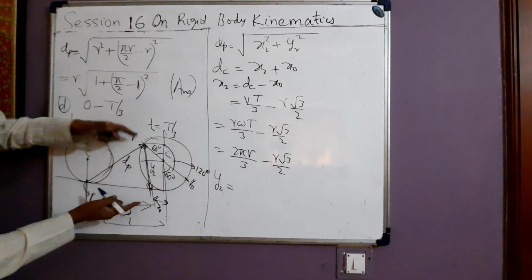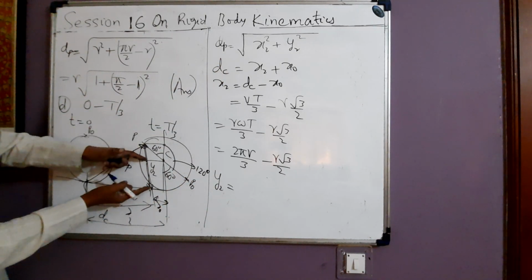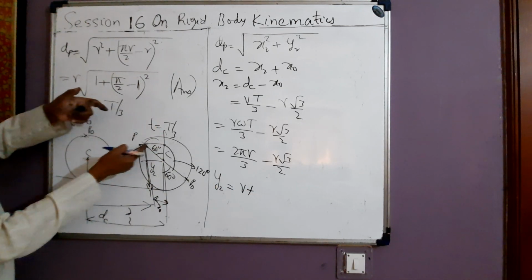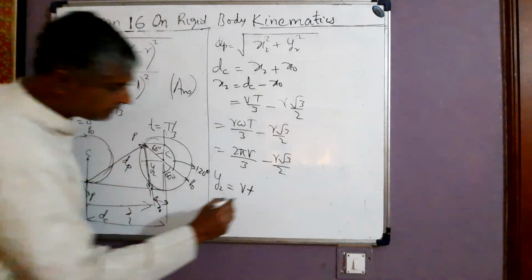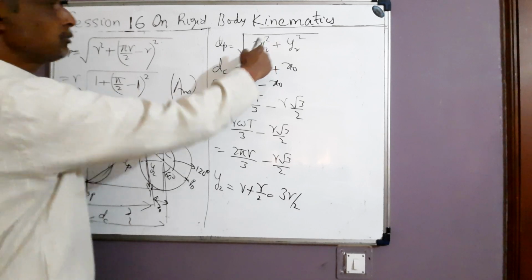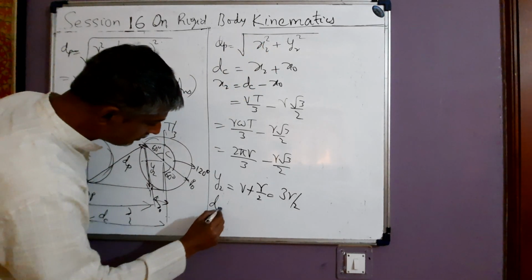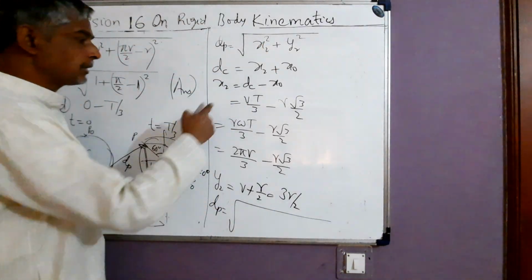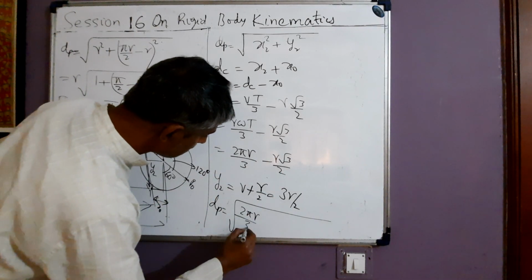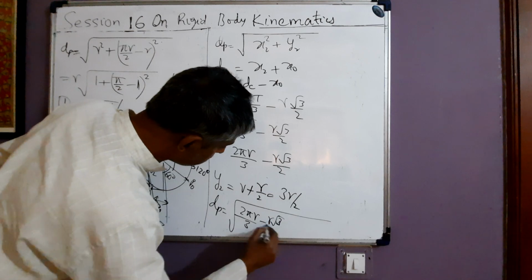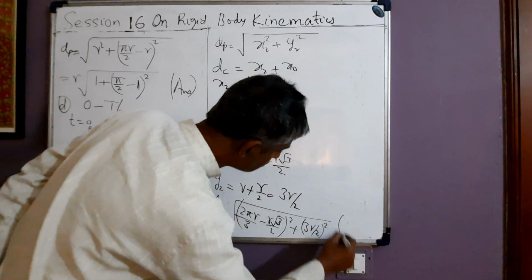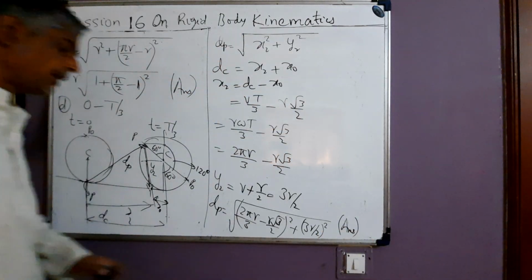And y2 is what? This distance. This plus this. This is equal to r plus this distance. This distance same as this distance. But in right angle triangle, this is r sin 60, this is r cos 60 degree. So r by 2. So 3r by 2. That is y2. Now substitute y2 and x2 here. So dp will then be known. So dp will be equal to root of x2 square, x2 is how much? 2 pi r by 3 minus r root 3 by 2, whole square plus 3r by 2 whole square, which is therefore the required answer.